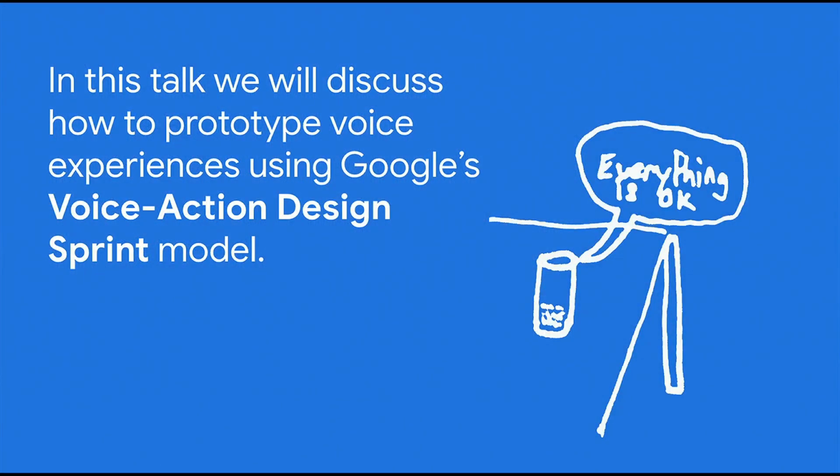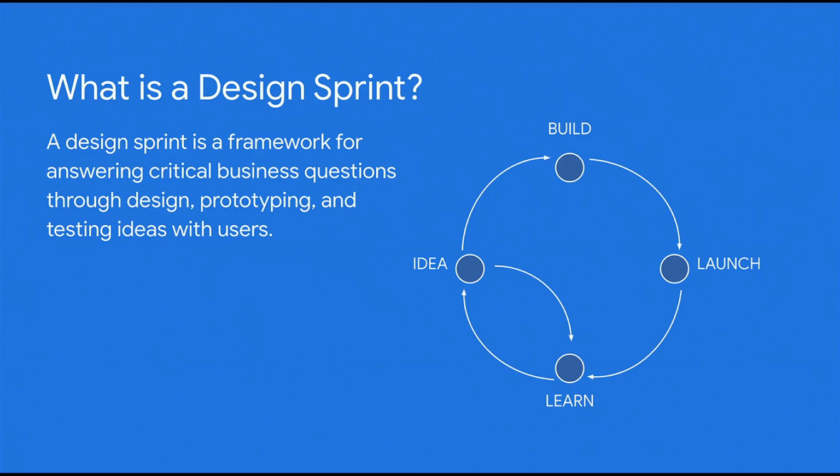So today, we're going to talk about how you can apply our voice action design sprint model to prototyping experiences for the Google Assistant. For those of you who are not familiar with design sprints, we have some great resources out there for you, and we recommend you check out our website, designsprintKit.google.com. At a high level, design sprints were created at Google to help teams shortcut the traditional product development process, to get to learnings faster so they can make better decisions about the direction of their products.